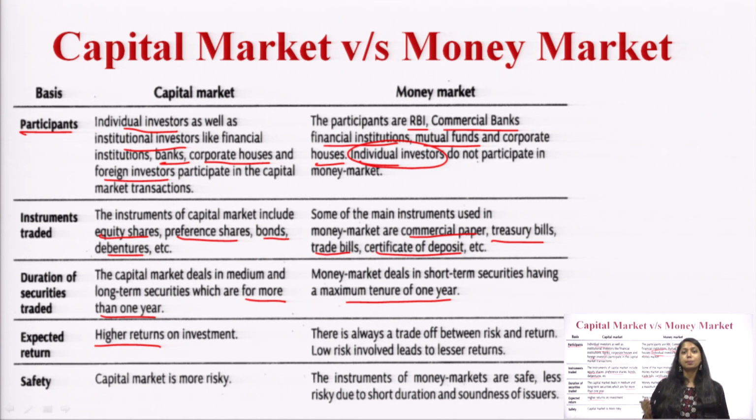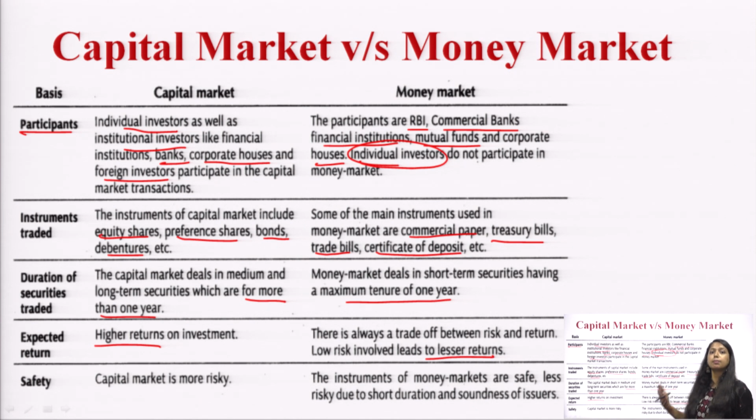So when you are employing your funds for a longer period of time, what will happen? The risk will increase, and according to the risk-return trade-off, if the risk is more, the return will be more. So this market gives you higher return, and this market gives you lesser return in comparison to this because it involves low risk.